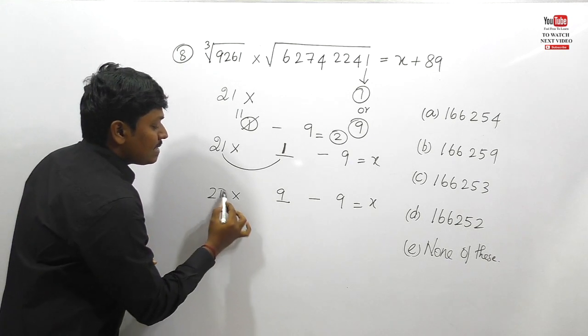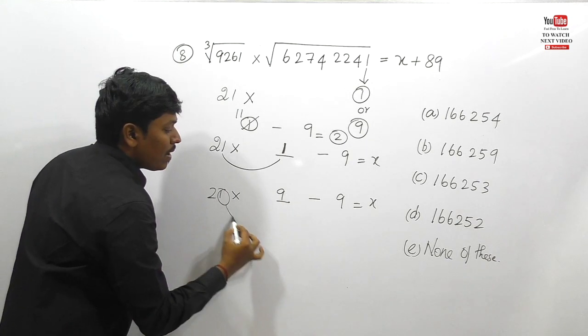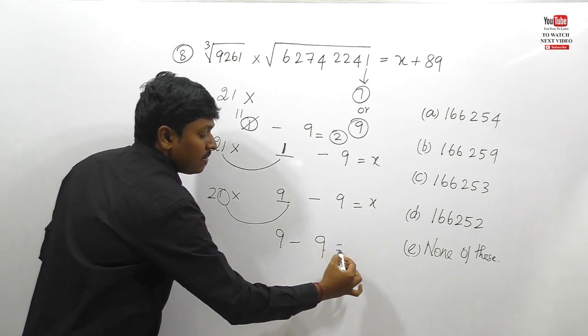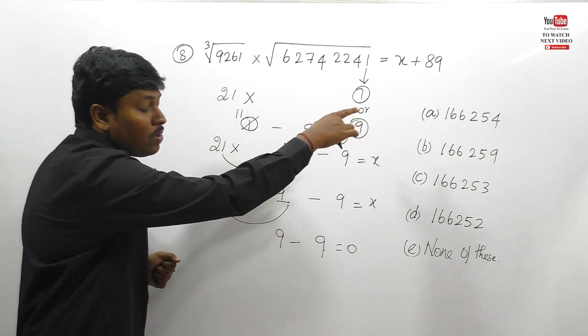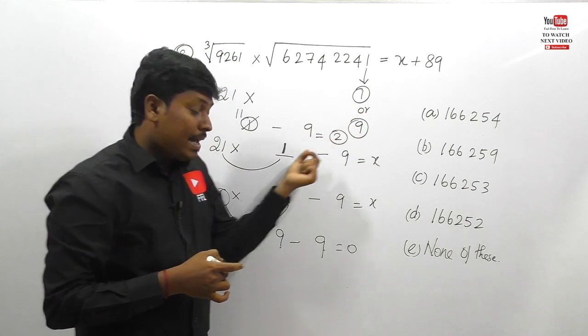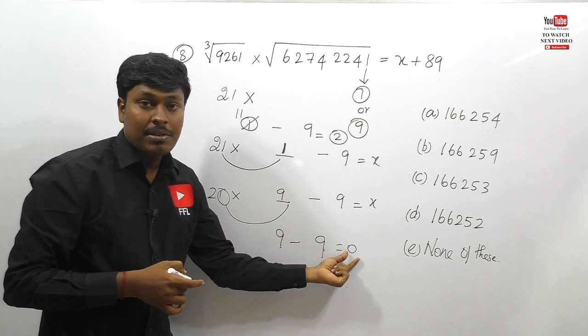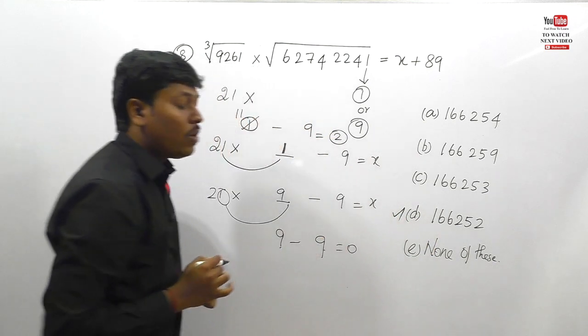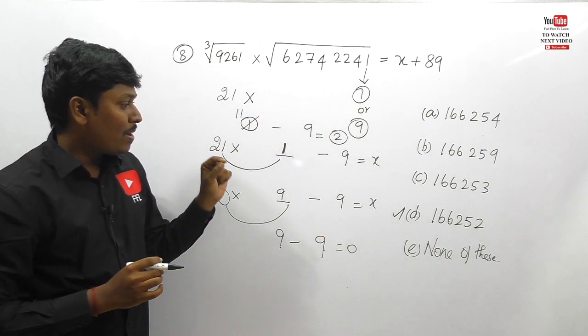See here, friends, the last number is 1 and here the last number is 9. 1 into 9 will be 9, and here it is minus 9. 9 minus 9 will be 0. Whether the last number ends in 0? No. In this first condition, the last number ends in 2. In second condition, the last number ends in 0. So I can definitely say that here the last number ends in 2. So go for the option number D, that is the answer, right?